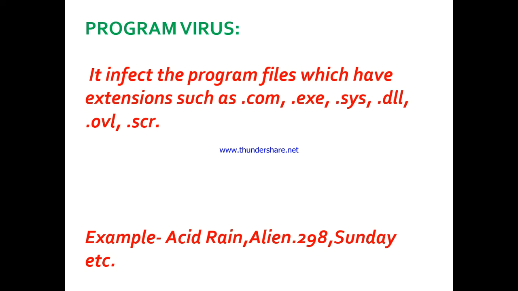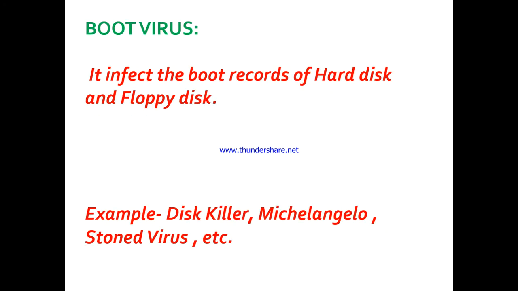There are some more examples also: Umbrella, Cascade, Crazy A. So these are the examples of program viruses. So hope you have understood what a program virus is and where it gets attached. Next is your boot virus.